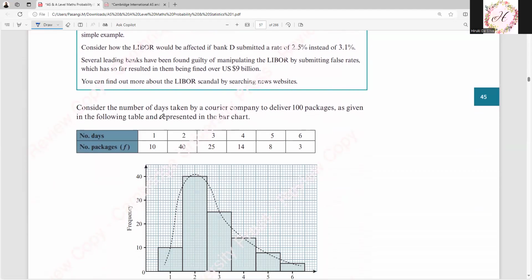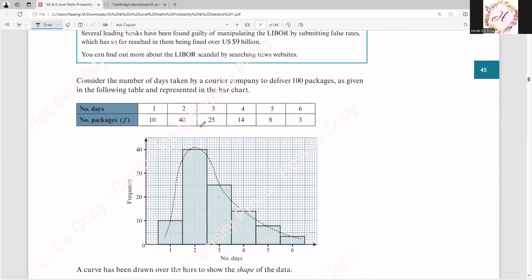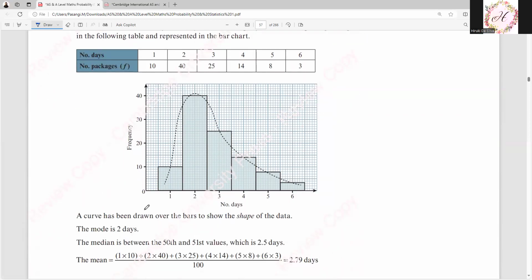So consider the number of days taken by a courier company to deliver 100 packages, as given in the following table and represented in the bar chart as well. Here 1, 2, 3, 4, 5, 6 are the number of days. එතකොට එක ඇවිල්ලා තියෙනවා 10ක්, දෙක ඇවිල්ලා තියෙනවා 40ක්. Likewise up until 6, ඒවා ඇවිල්ලා තියෙනවා 3ක්. If we draw the frequency table and the frequency graph, what do we call that? Histogram. Yes, histograms. A curve has been drawn over the bars to show the shape of the data.